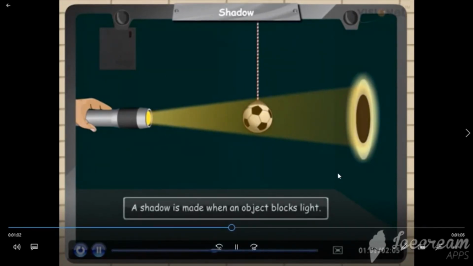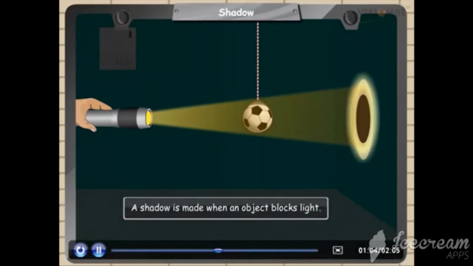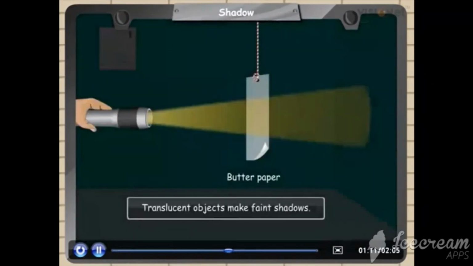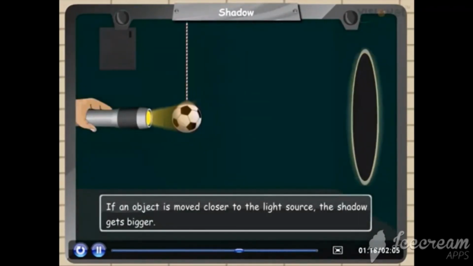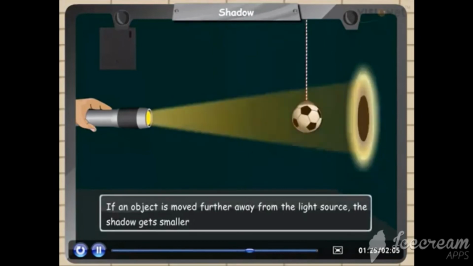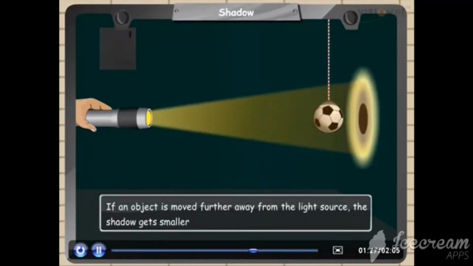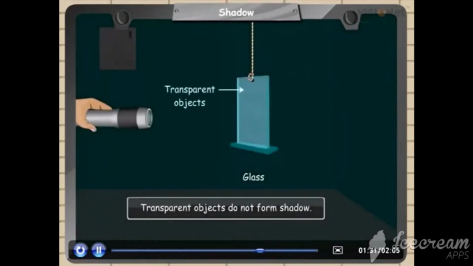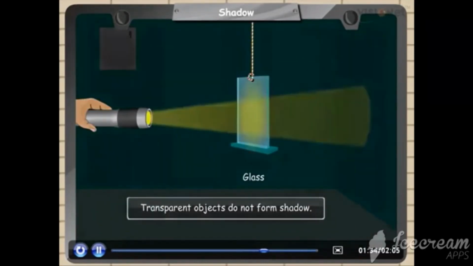1. A shadow is made when an object blocks light. 2. Opaque objects make dark shadows. Translucent objects make faint shadows. 3. If an object is moved closer to the light source, the shadow gets bigger. 4. If an object is moved further away from the light source, the shadow gets smaller. Transparent objects do not form shadows.